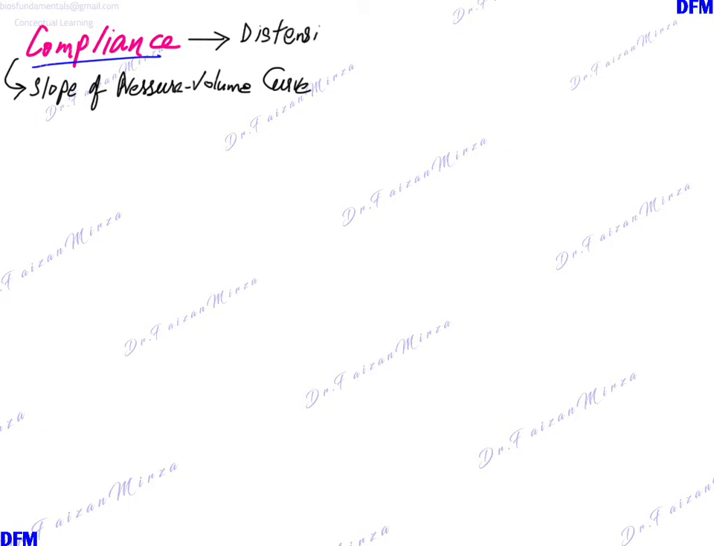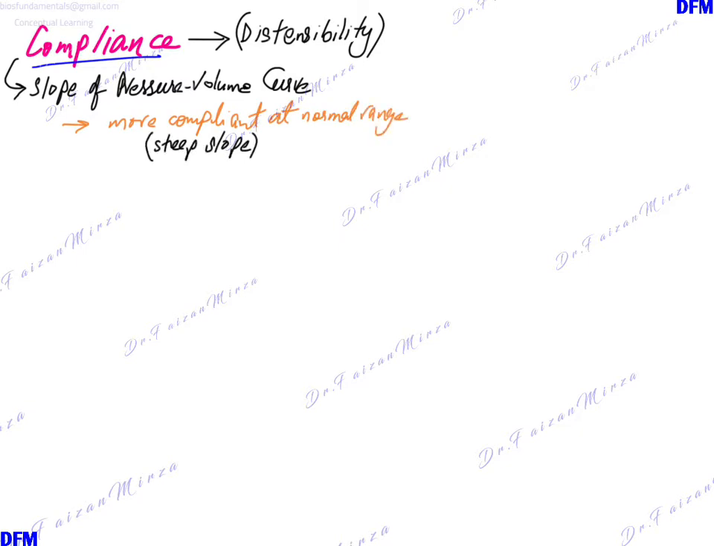Compliance. When we take the slope of the pressure volume curve, we get compliance. We already have covered what the pressure volume curve is. Compliance basically refers to distensibility. More compliant means easy to distend. So at normal ranges, we see that the slope is very steep, which means that the lung is more compliant and it is easy to distend.